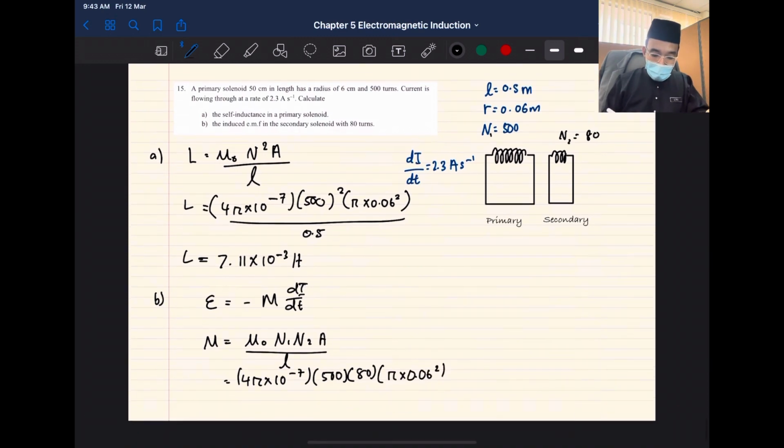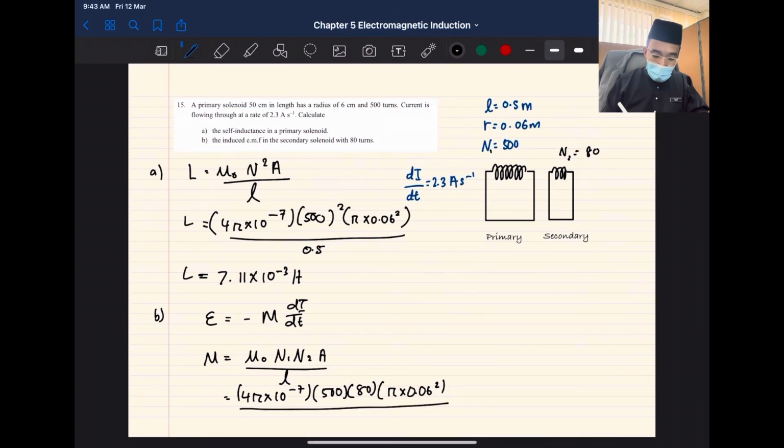If you calculate A separately, you can use that value straight away. But because I did not calculate it separately, I still have to press it. So this one, I got 1.137. What I did just now is that I divided by 500 and multiplied with 80 from the previous answer.